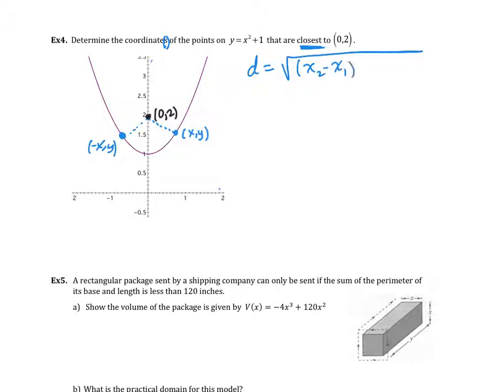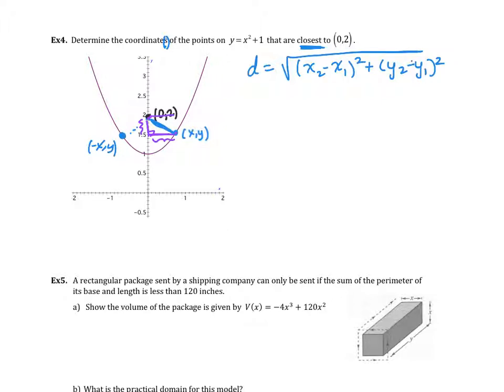It's x2 minus x1, the quantity squared, plus y2 minus y1, the quantity squared, because essentially, remember, you're making a right triangle right here. Right, so we have x2 minus x1, which is this horizontal distance, and we have y2 minus y1, which is that vertical distance. We square them, take the square root to find the length of the hypotenuse.